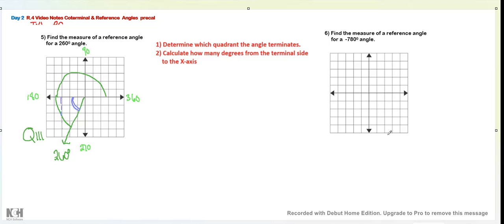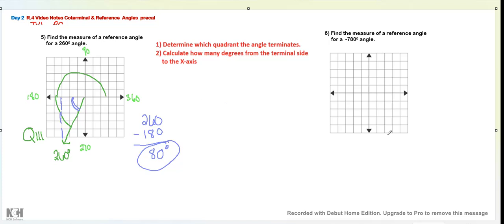If you draw an imaginary perpendicular line here, we've got that right triangle, and that's what the reference angle is for. We want to know how much to get back to the 180 degrees. So we take 260 degrees, subtract the 180 degrees, and that leaves us with 80 degrees. So that's your reference angle: 80 degrees.